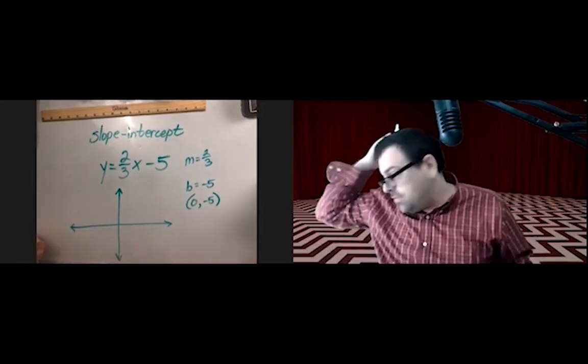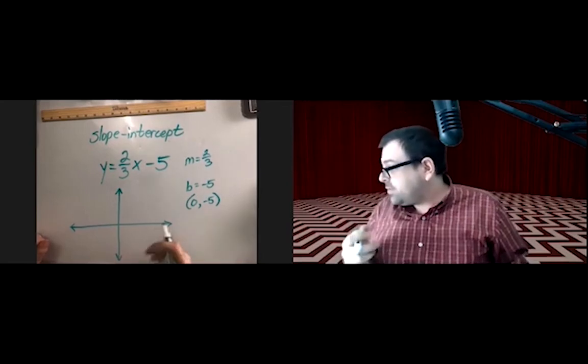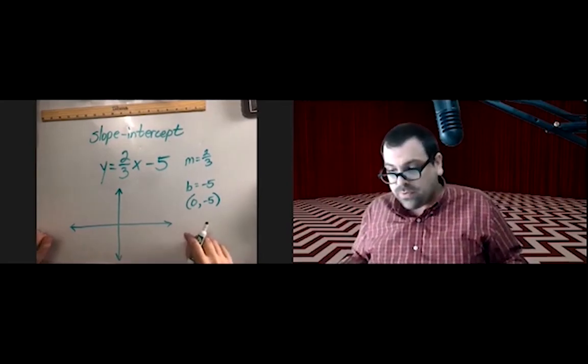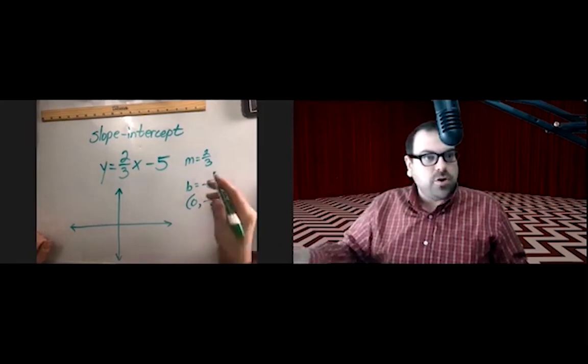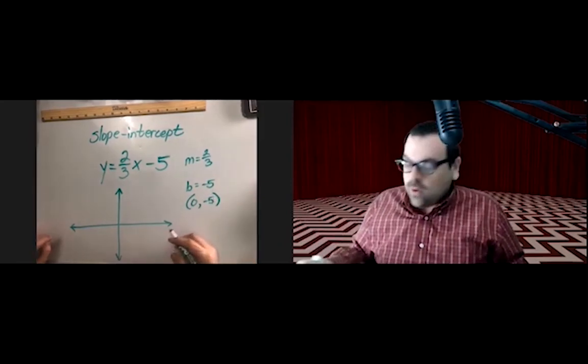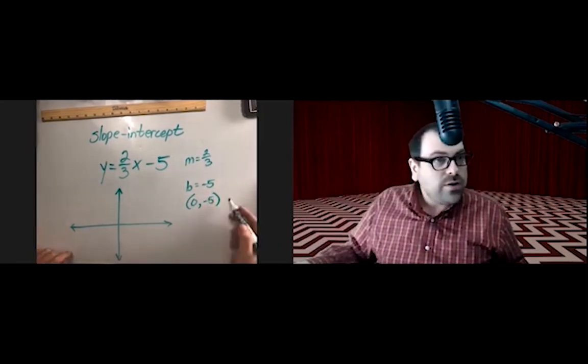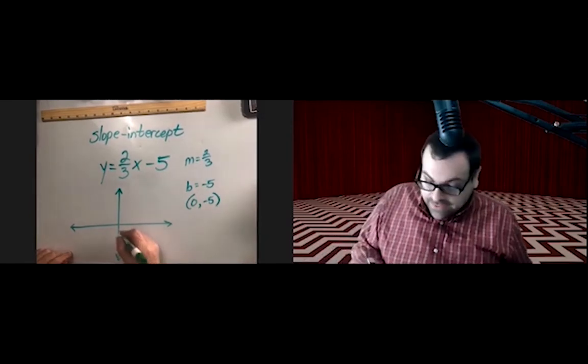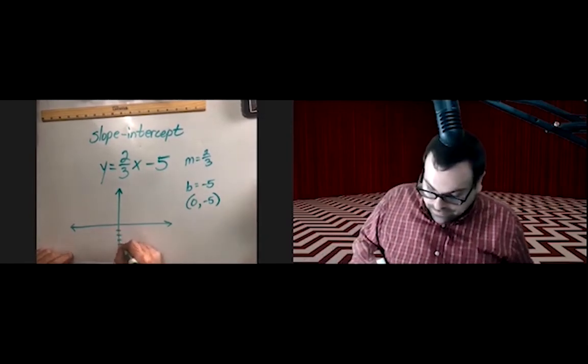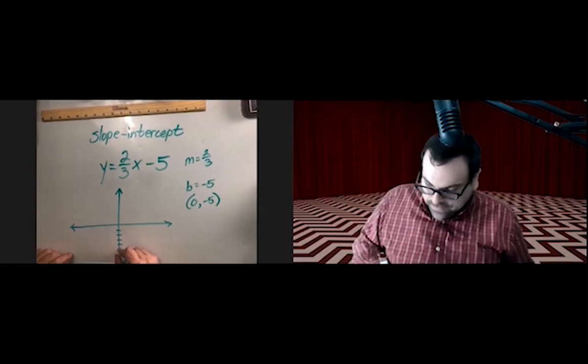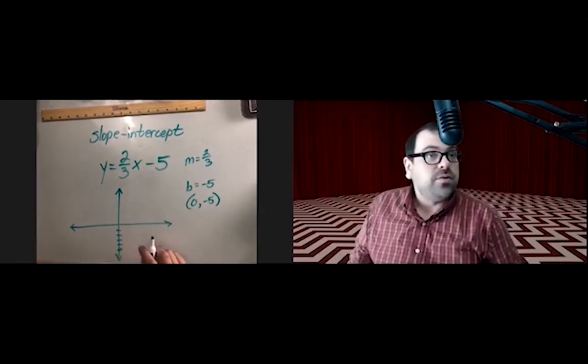How can we graph using slope-intercept form, finding the slope and y-intercept? Well, first, we take the y-intercept point and we plot it. So (0, -5), that's on the graph.